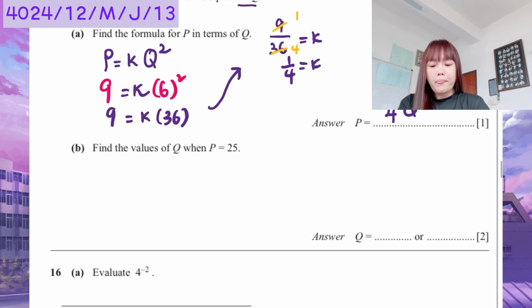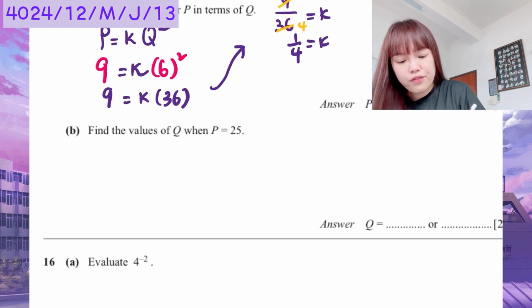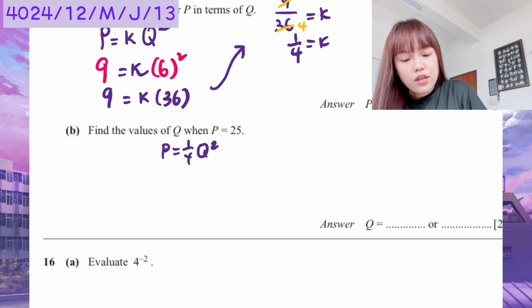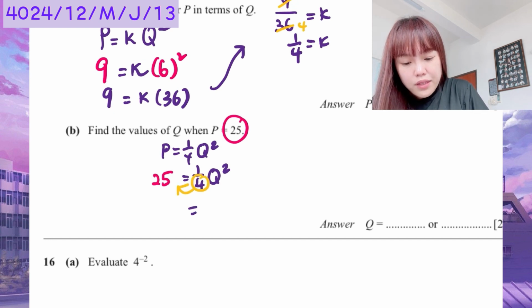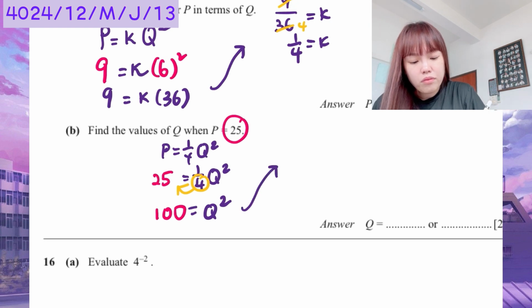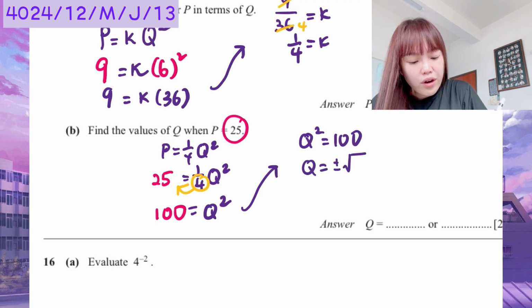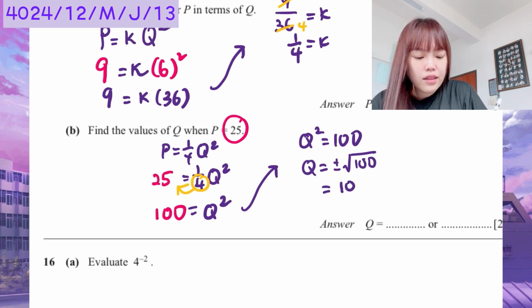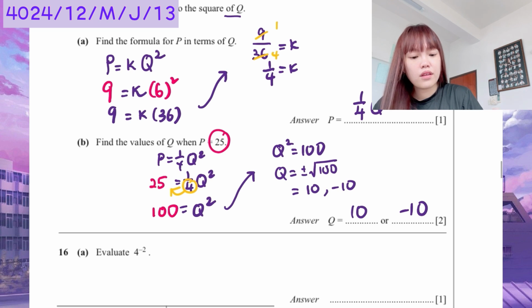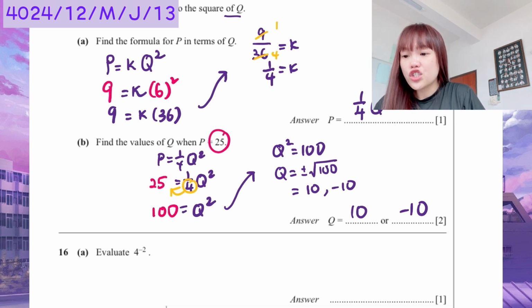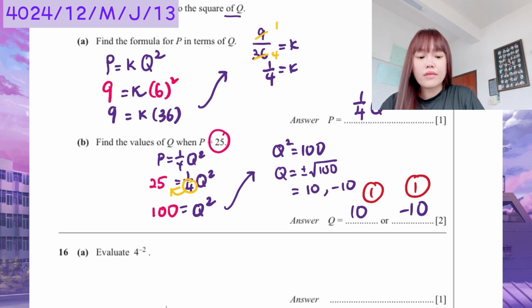Okay, so now part B. Find the values of Q when P is 25. You have the formula already, which is P equals 1 over 4 Q squared. So now you need to find Q, right? You have to sub in the value of P, which is 25. Then you move the 4 to the other side, it becomes times. So 25 times 4 is 100. So your Q squared is 100. You move your square, it will become plus or minus the square root of 100. So the answer is positive 10 and negative 10. Okay, 10 or negative 10. So this one, 1 mark each. Okay, because 2 marks here, right?